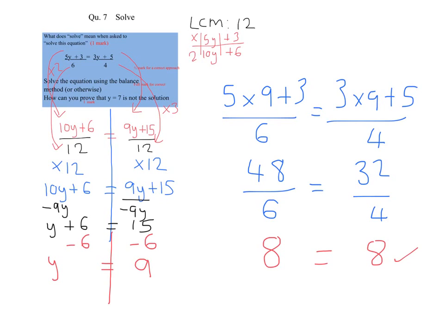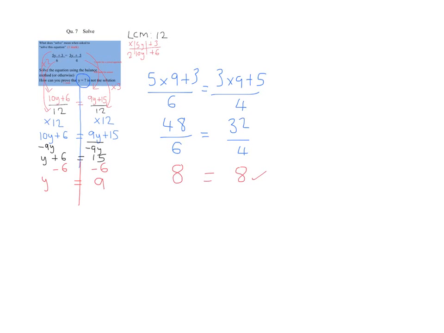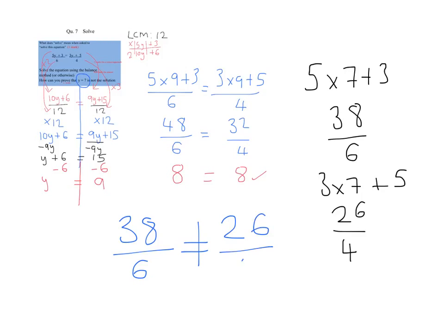Now the second part of the question actually said prove that 7 is not the answer. So in order to do that, you'd be doing the same method for the check, but actually proving they're not in fact equal. So if we do that, that would have been 5 times 7 plus 3, which is going to get us 38. So that would have been 38 over 6. And then the second part would have been 3 times 7 plus 5, which is 26, and that's over 4. So what you would be saying is 38 over 6 is not equal to 26 over 4.